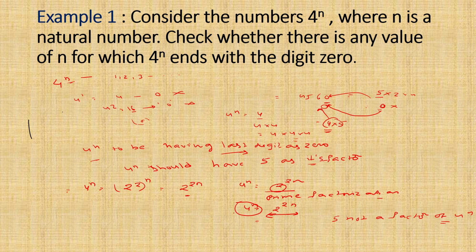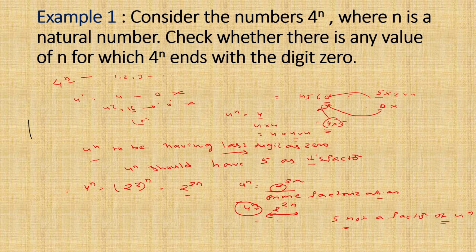So 4 power n is a composite number. It can be written as 2 power 2n. This is the prime factorization of 4 power n. From the fundamental theorem, here we obtained 2 as the prime factor for 4 power n. So by uniqueness of the fundamental theorem, no factor other than 2 can be a prime factor of 4 power n. So 5 is not a factor of 4 power n.